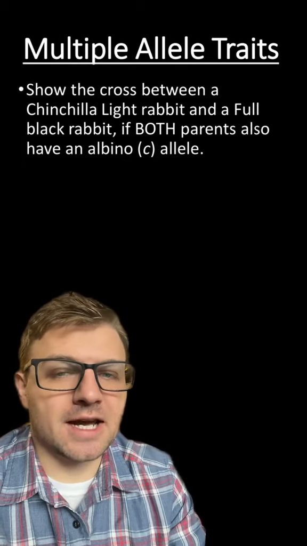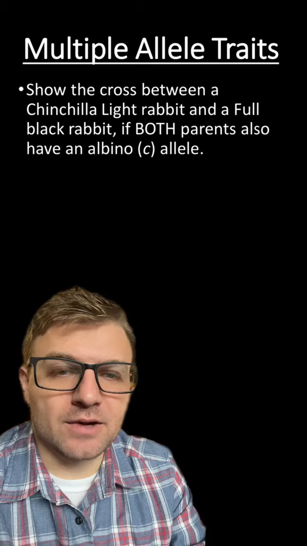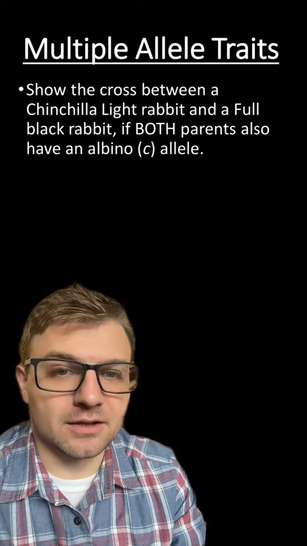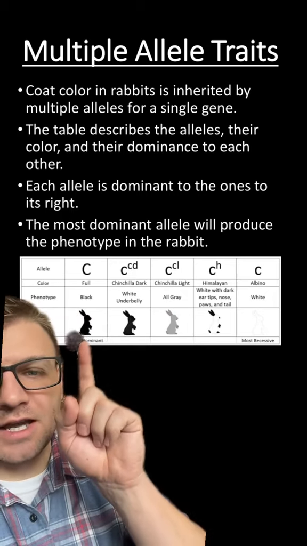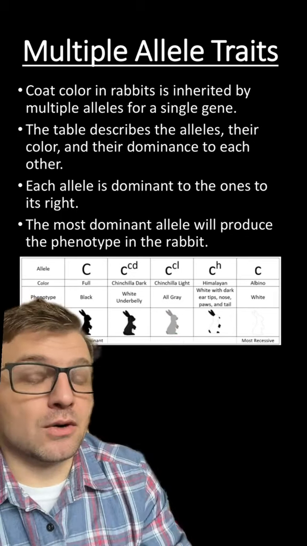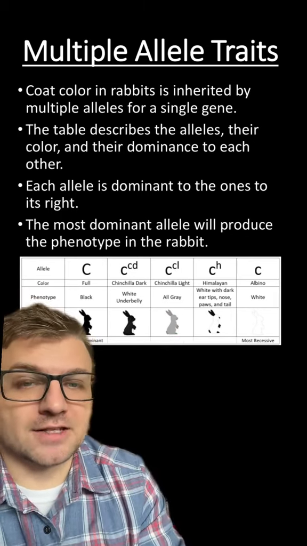The question here asks, show the cross between a chinchilla light rabbit and a full black rabbit if both parents also have an albino allele. So what that means is we're crossing a full black rabbit here with a chinchilla light rabbit here, but both parents have an allele that's albino.